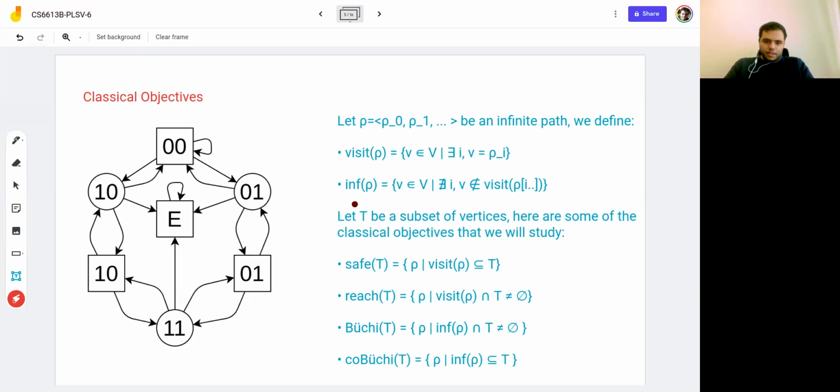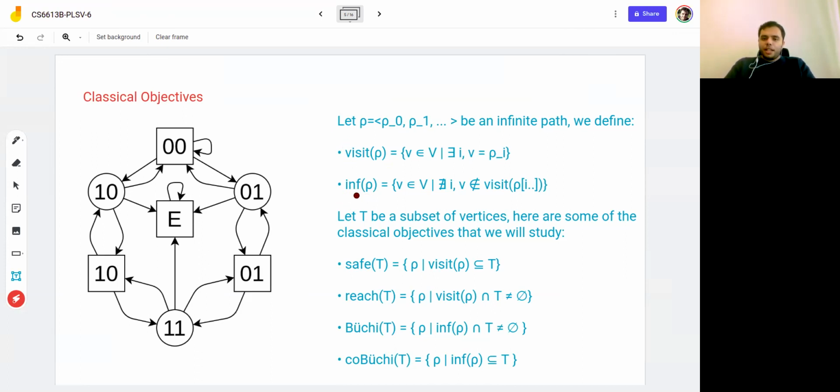The second one is a little bit more complicated, but it's also very easy. So we call this the infinite visit set of rho, or the infinite set of rho. And the idea is that it basically consists of all the vertices that are visited in my path rho infinitely many times.